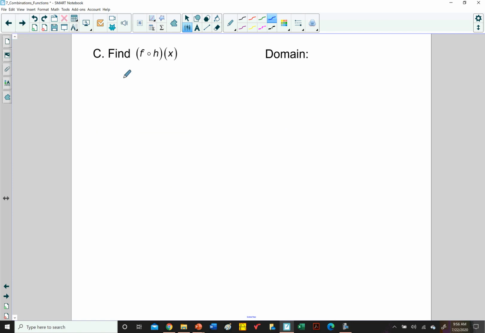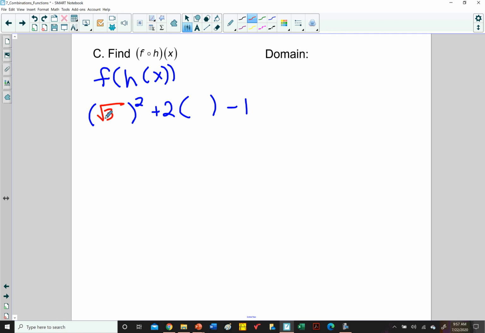On example C, the f of h of x means f of h of x, and f is our outside function, so that would be x squared plus 2x minus 1. And our inside function, h, is the square root of 3x. So that's going to take our place or substitute for the x value. And if you square a square root, you're going to end up with 3x, and 2 times the square root of 3x minus 1 gives us our composition.